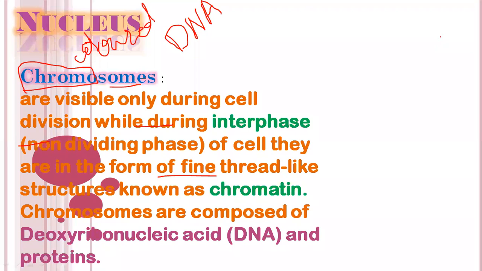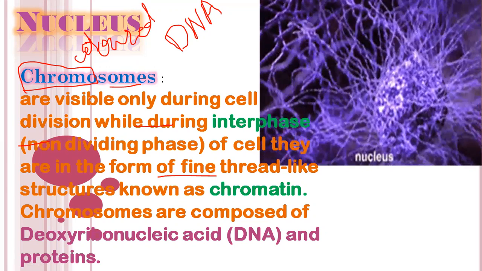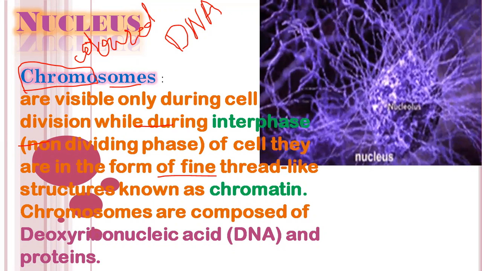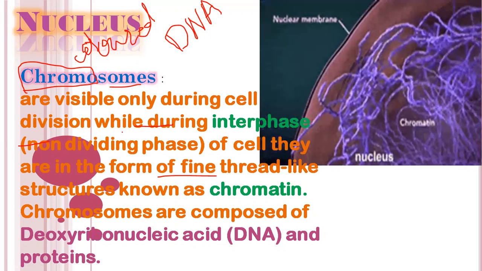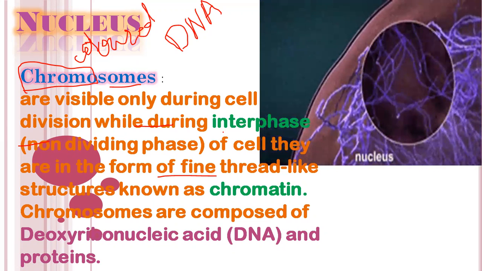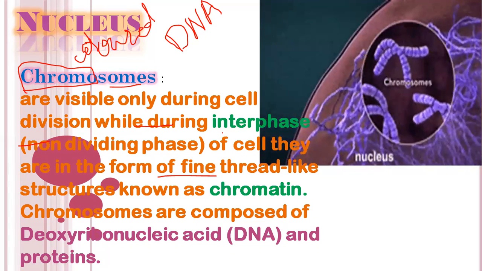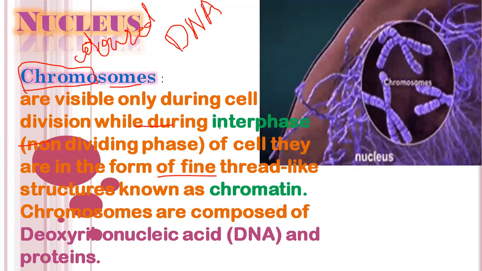So chromo means colored and some means body. So these are the colored bodies which are seen by the scientists under the microscope, and they are visible only during the interphase stage. What is interphase stage? Don't take it hard to your mind, because we will study deeply about interphase and cell division.